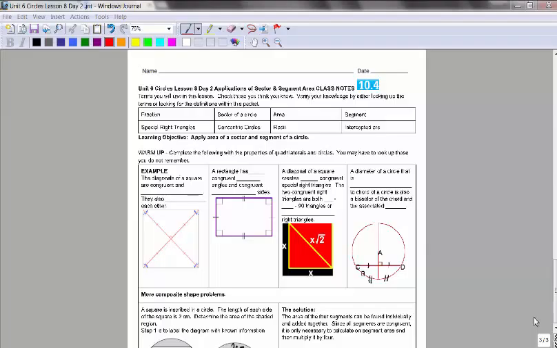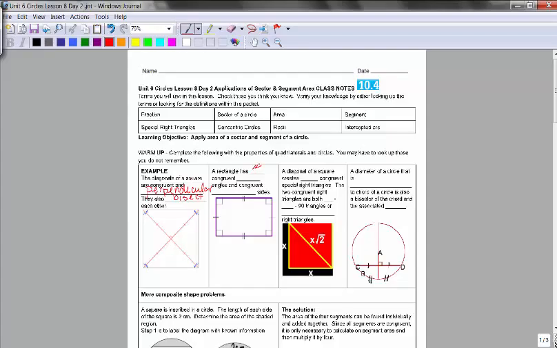The diagonals of a square are congruent and perpendicular. They also bisect each other, and you can see that in this picture down here. They're purple, they're perpendicular, they're congruent, they bisect each other, and they also bisect the angles.